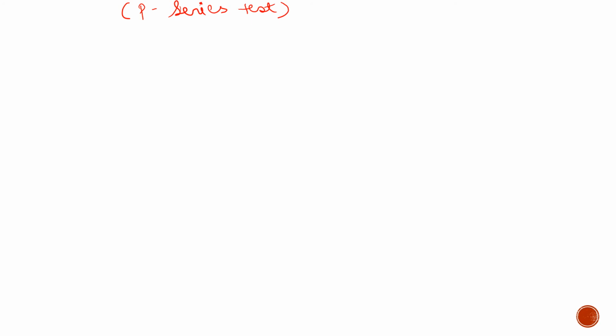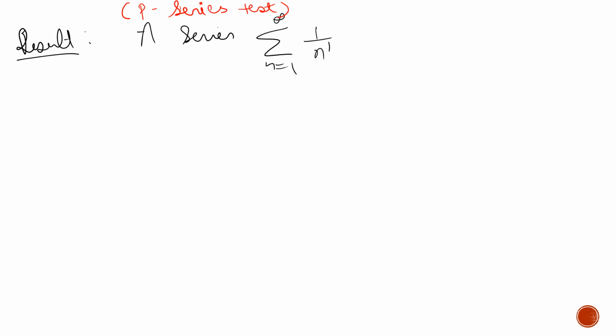Now I will discuss an important result. So this is a result. You have a series, suppose that this is equal to this, and so on, where p is a real number.